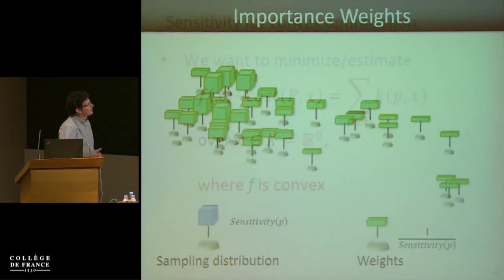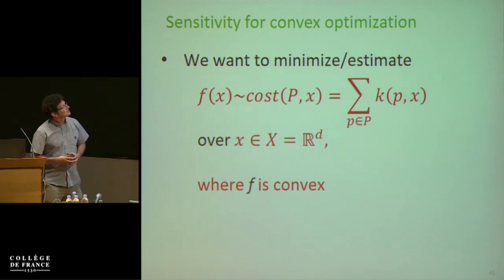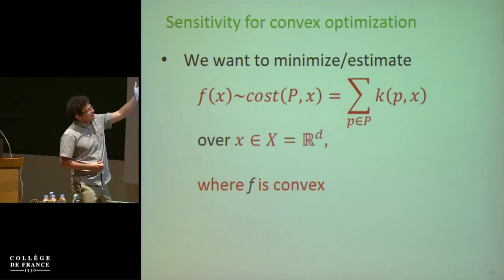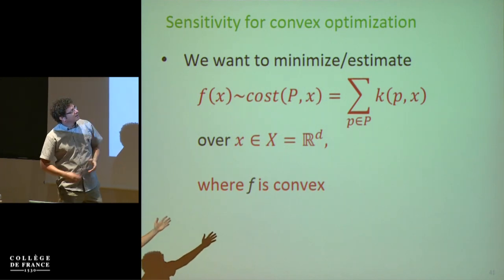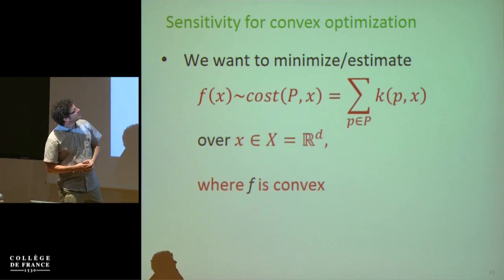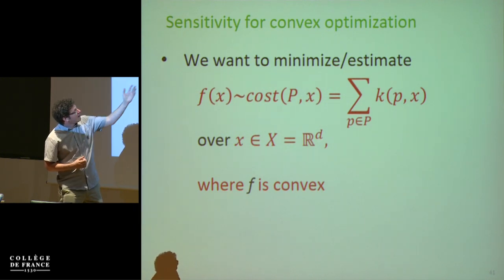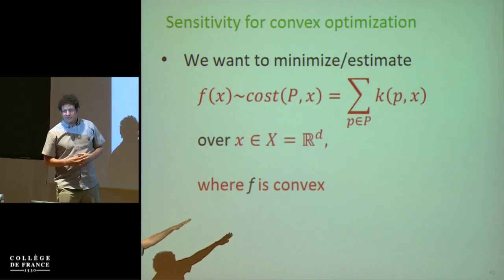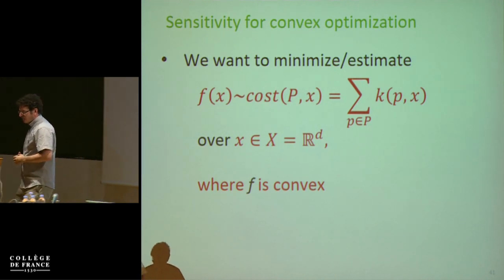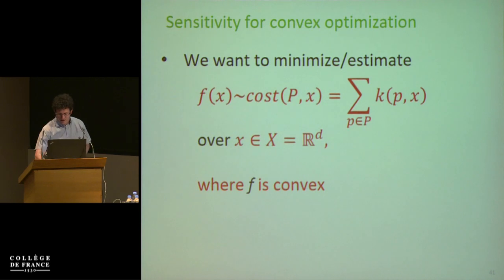So let's be more formal about our case. I want to minimize, or more generally to estimate, f(x), when f(x) is just the cost of P on x. In our case, just the sum of k(p,x). So k can be any convex function, so this f should be a convex function. And we want to approximate this sum by only a weighted subset of the points in P. And we want to see how f being convex helps us.